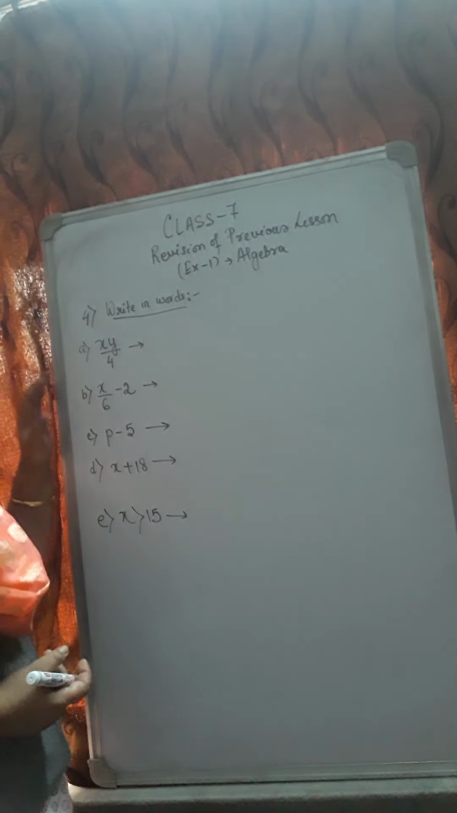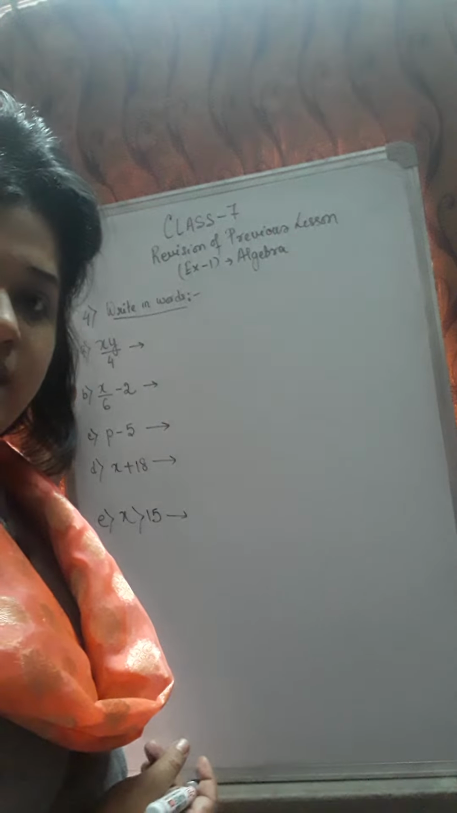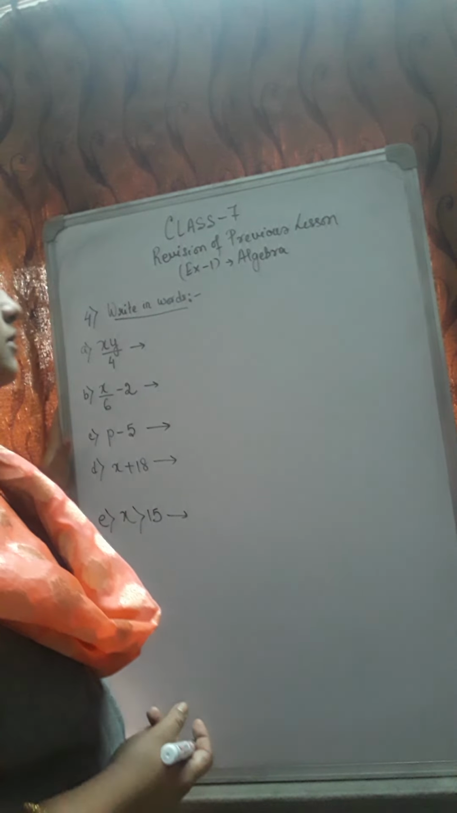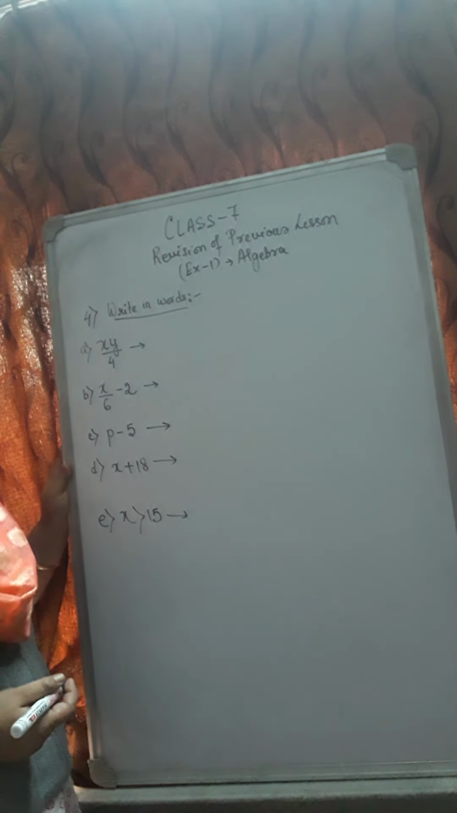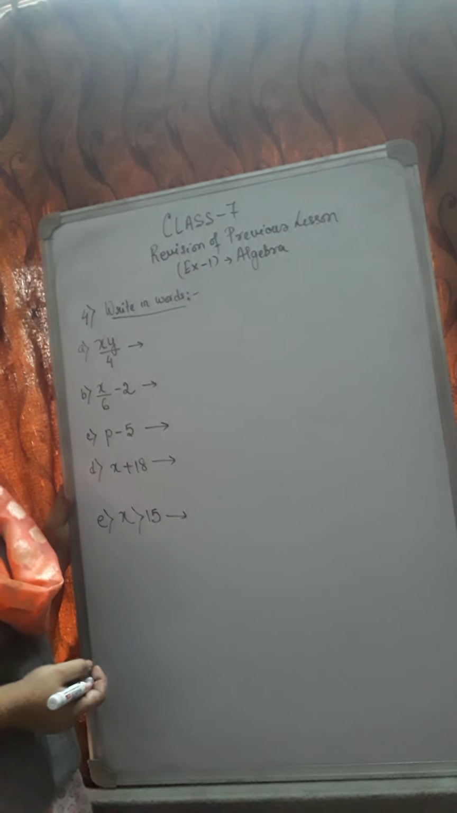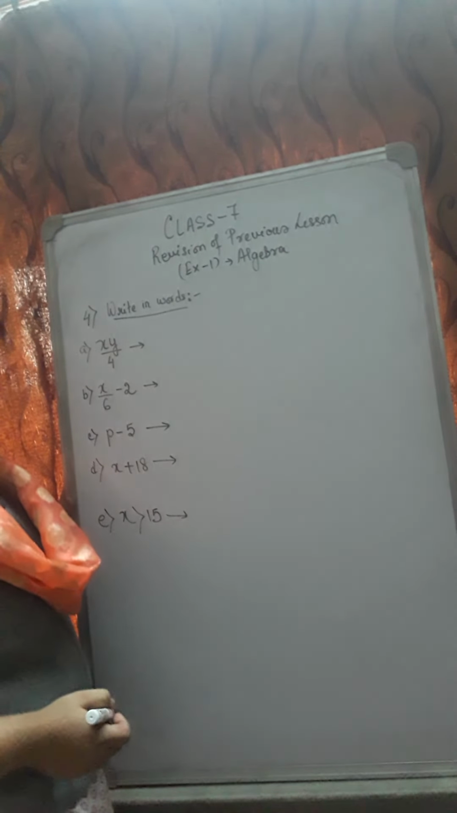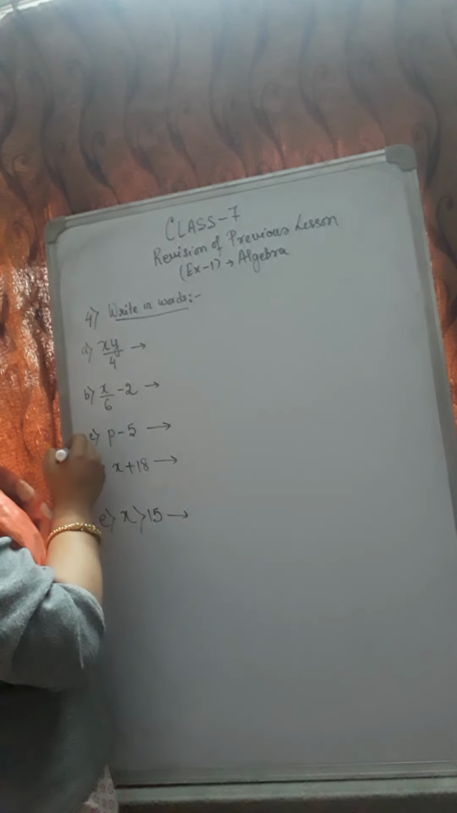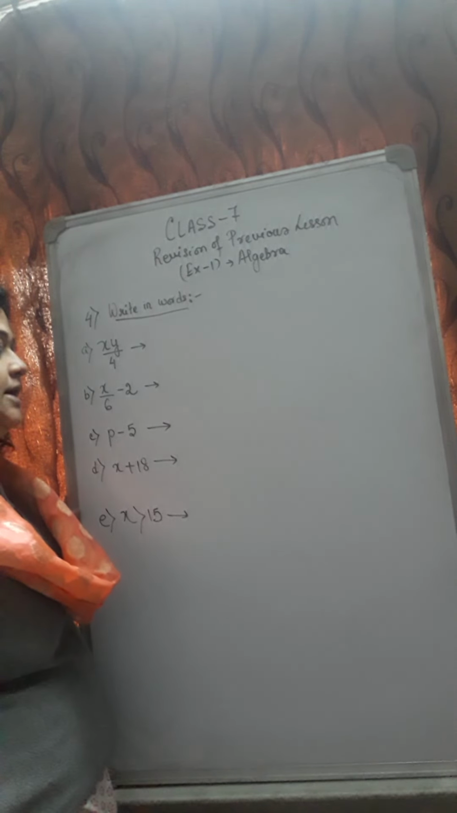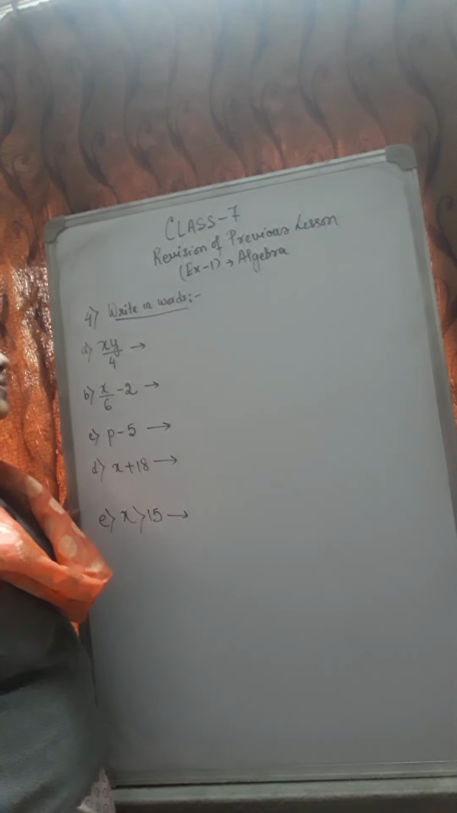So the first one, this is Exercise 1, sum number 4. Write in words. Number A, xy by 4. Now you have to break it up and then think about how to write in words. Now, x by 4, xy by 4. You can see that on top there is the product of x and y. X and y are multiplied and that is why it is written xy.